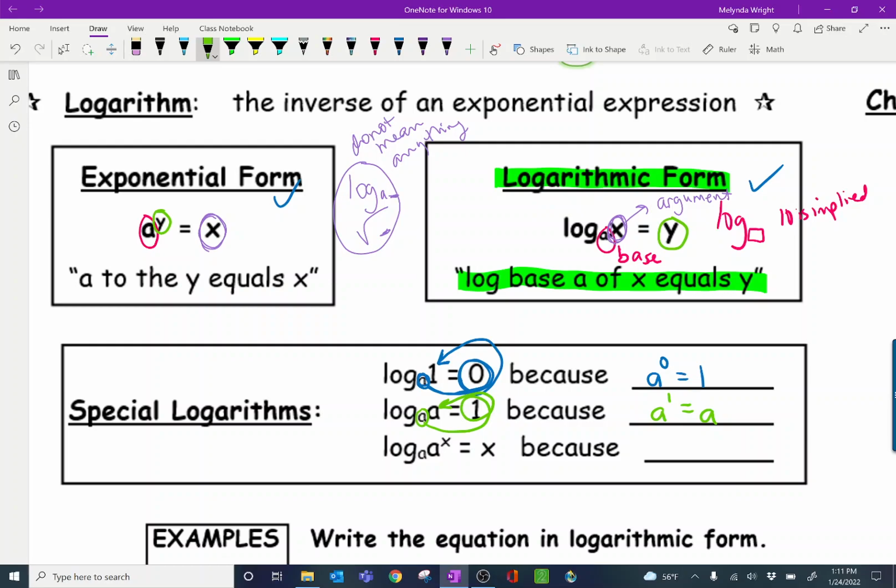And the last one that we're going to look at, again, we're going to use that little format. So the base, a to the x equals a to the x. Those are just some special logarithms that we would know. If we wrote log base 2 of 1, it's 0, because of this special logarithm.